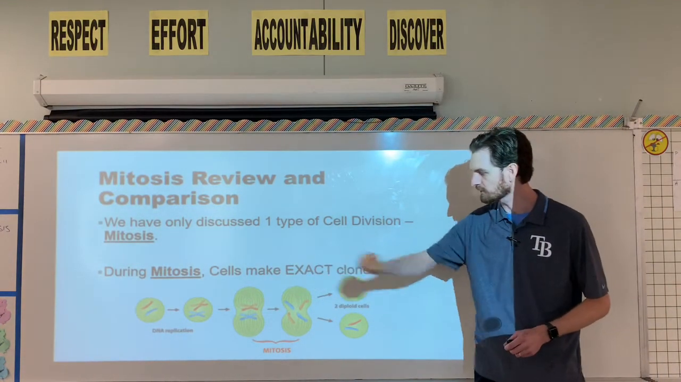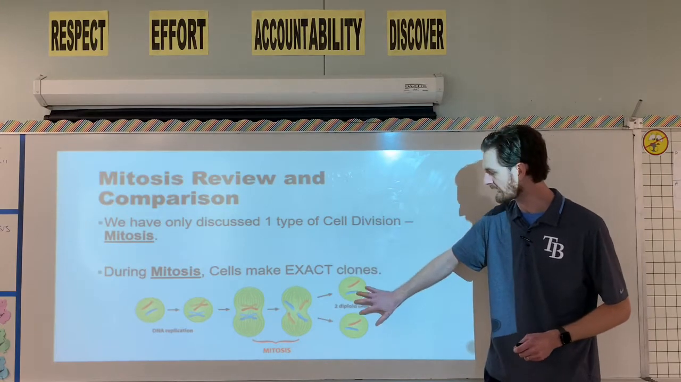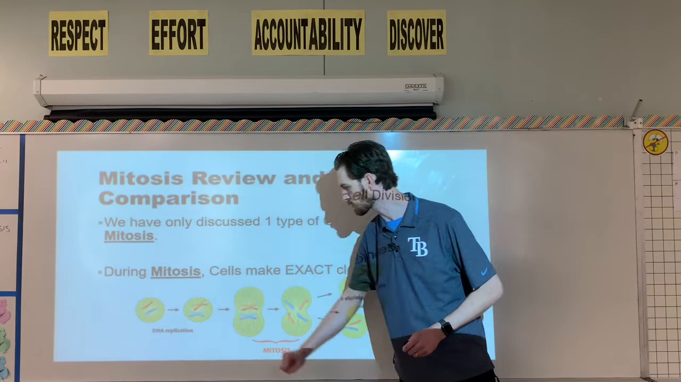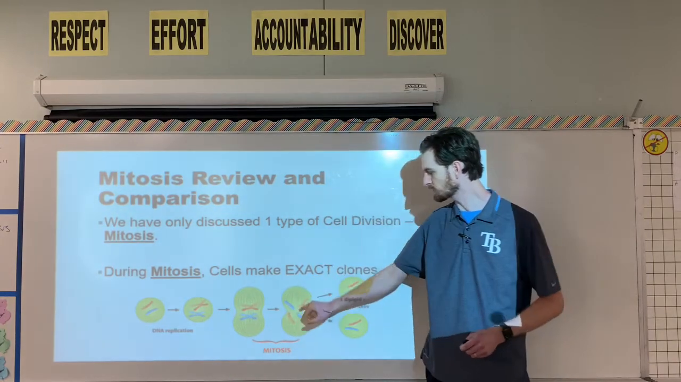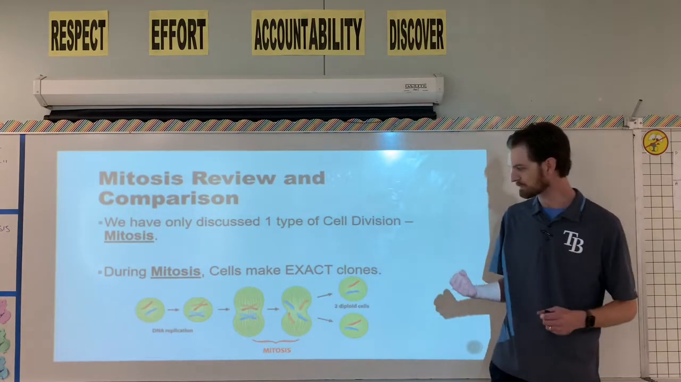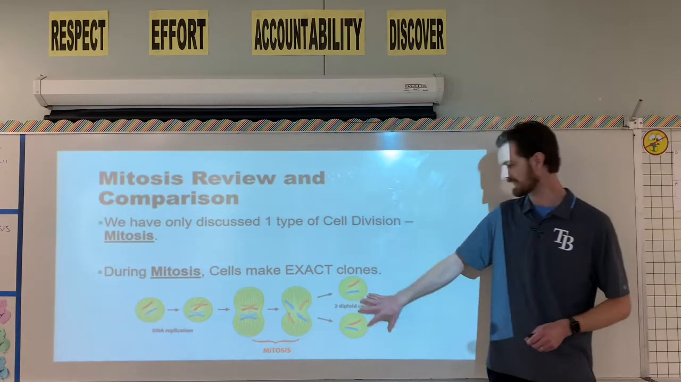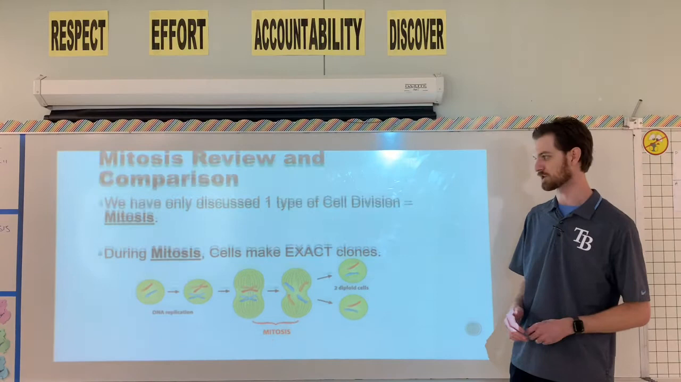So you see the cell on the far left there, it is the exact same as the two cells over here. So we have the DNA that's duplicated in the chromosomes here. We divide those chromosomes up, we split them apart, so that way the sister chromatids move to each side, and then we get two identical cells as a result.